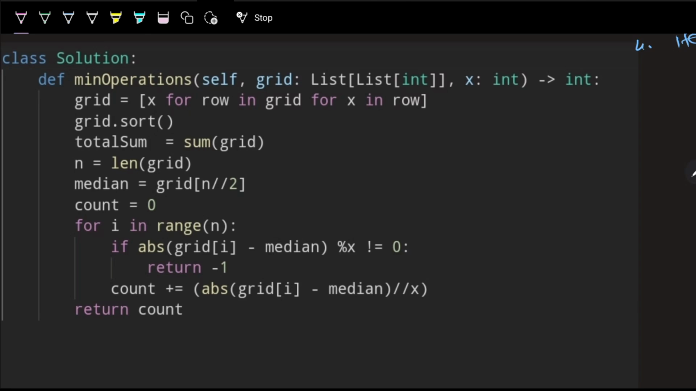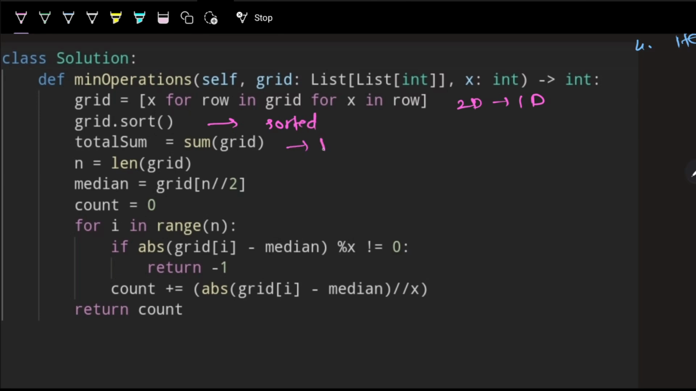So what I have done, first of all, I converted 2D to 1D. This is what we discussed, because making the operations over the 2D is more difficult than the 1D, and there is no point of keeping the grid as a 2D only. So I just converted it into the 1D. Correct? And then I sorted it as discussed. Makes sense?